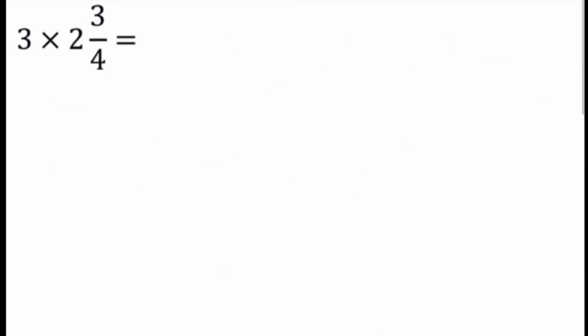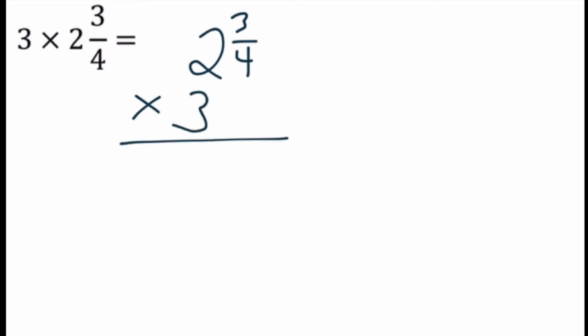Today we're going to learn about another method, and it's very similar to partial products that we learned with whole number multiplication. So I'm going to take our original problem and I'm going to write it vertically. So 2 and 3/4 times 3.